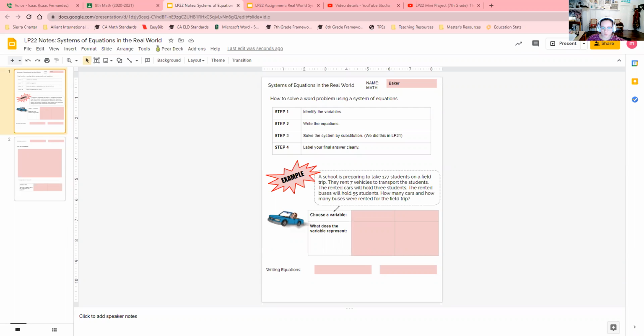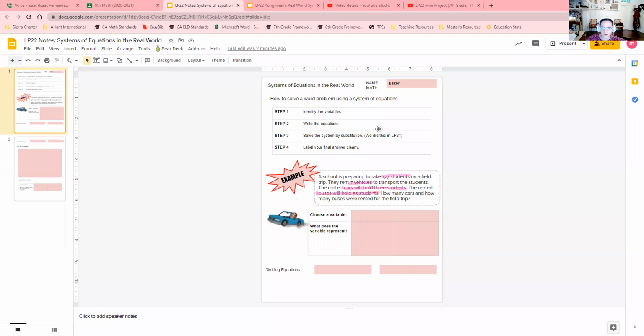So we are going to choose our variables. We're going to figure out what we're talking about in our first step. So looking through this problem, we are taking 177 students. We are getting 7 vehicles. Cars hold 3 students. Buses hold 55. So all I did was pull out, highlight the important bits of information in our problem so that we can then use it to figure it out.